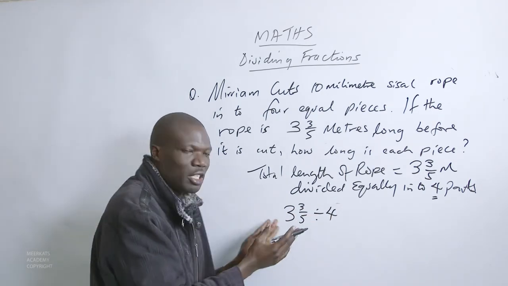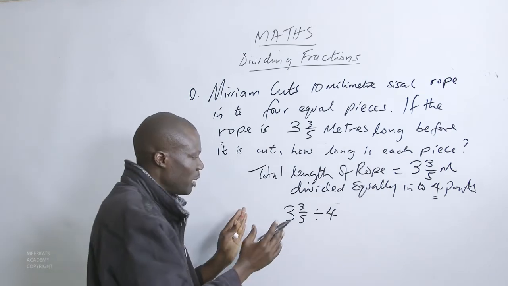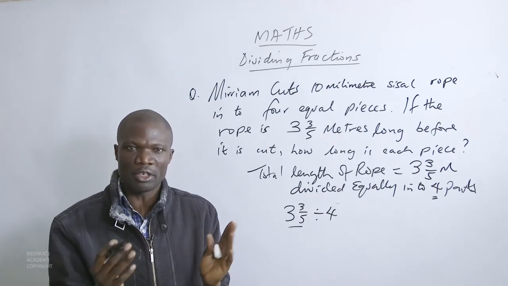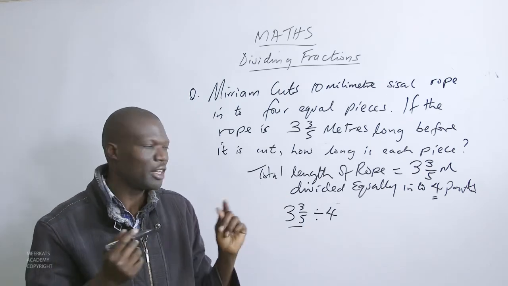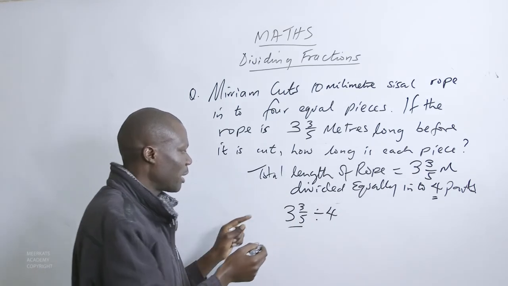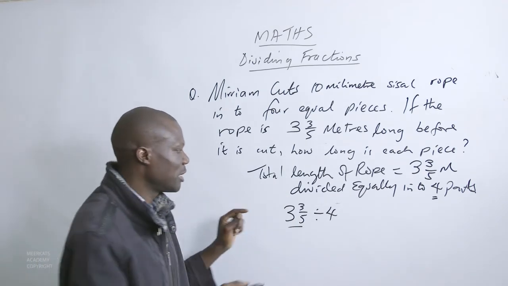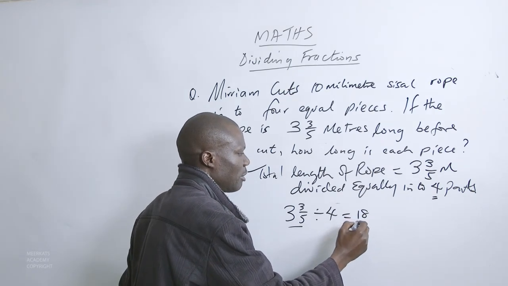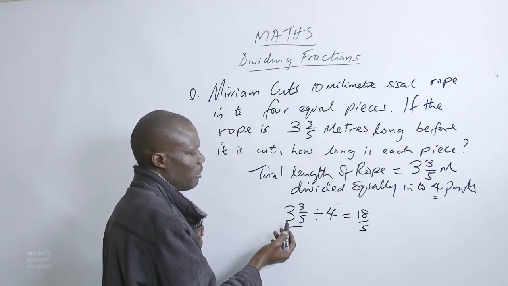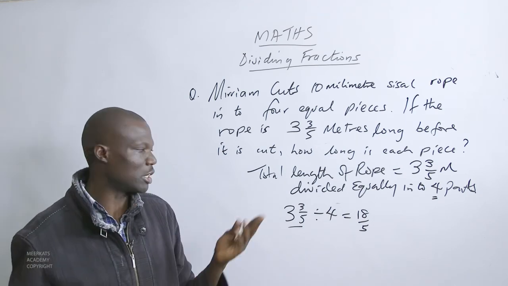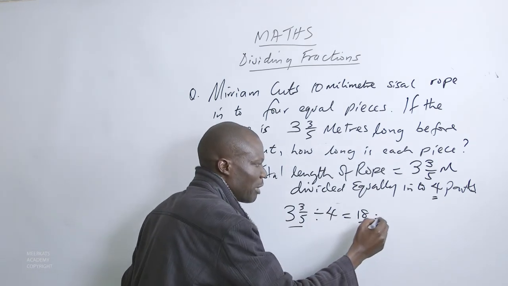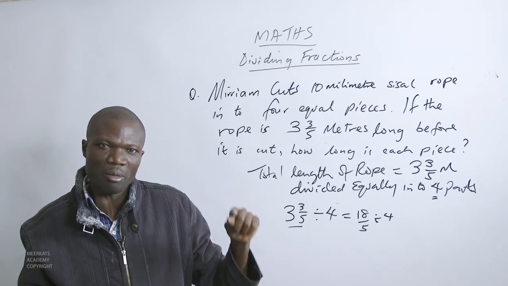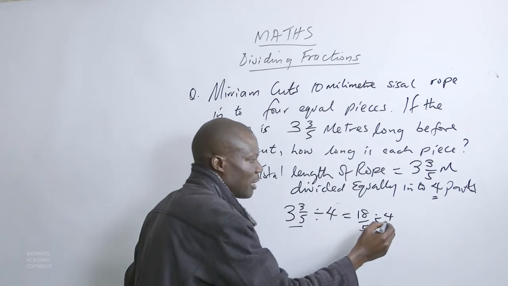Already now we have reduced this into fractions. We are dividing a fraction by a whole number. This is a mixed numeral. We need to convert it into improper. So 3 and 3 over 5 into improper is the same as simply 18 over 5. That is 3 times 5, 15, plus 3 gives us 18 over 5. Divide by 4. When you are dividing by a whole number, it's the same as multiplying by a reciprocal.